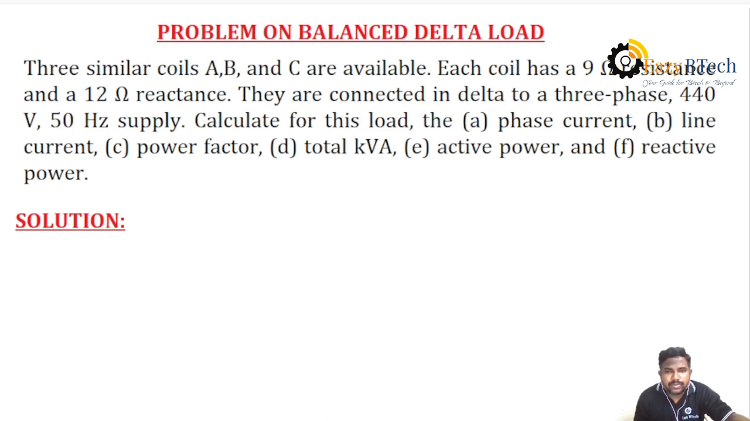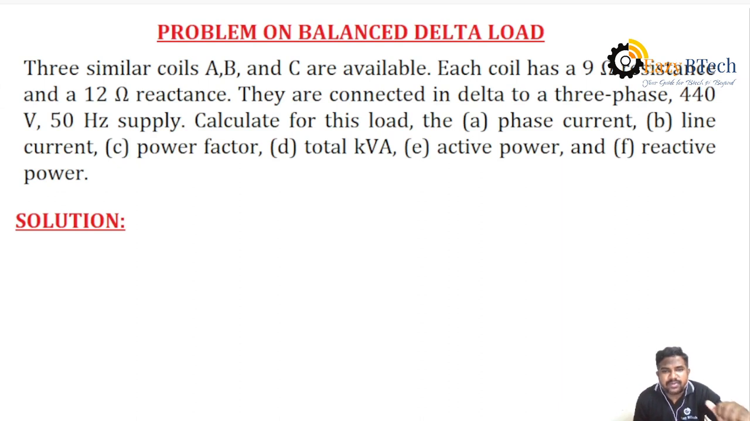In this video, I am discussing how to solve a problem on a three-phase balanced load, delta connected load system. That is, if the given load is in the form of delta, then how to calculate the three-phase circuit parameters: phase values, line values, as well as active power, reactive power, and apparent power.